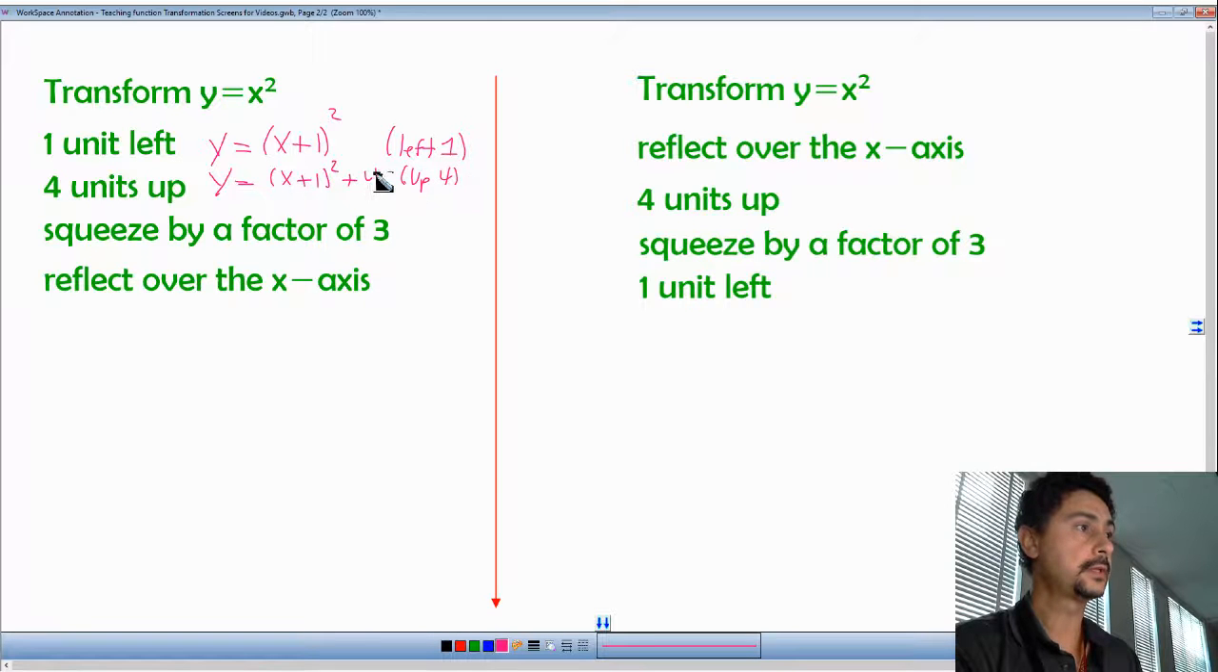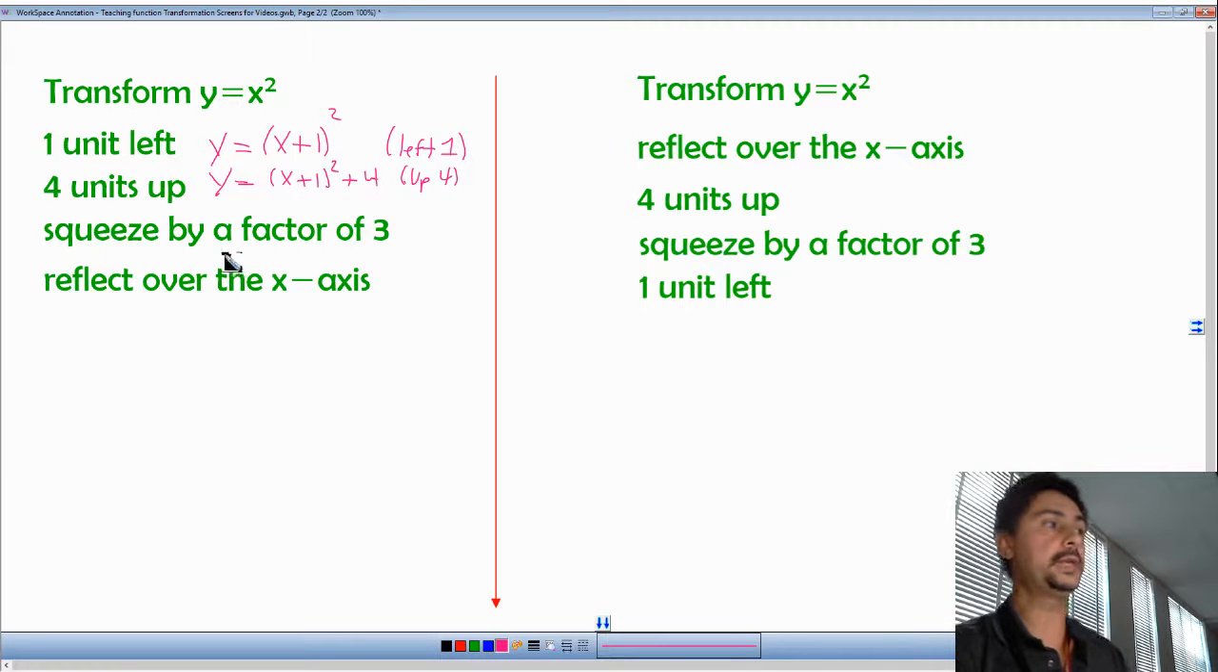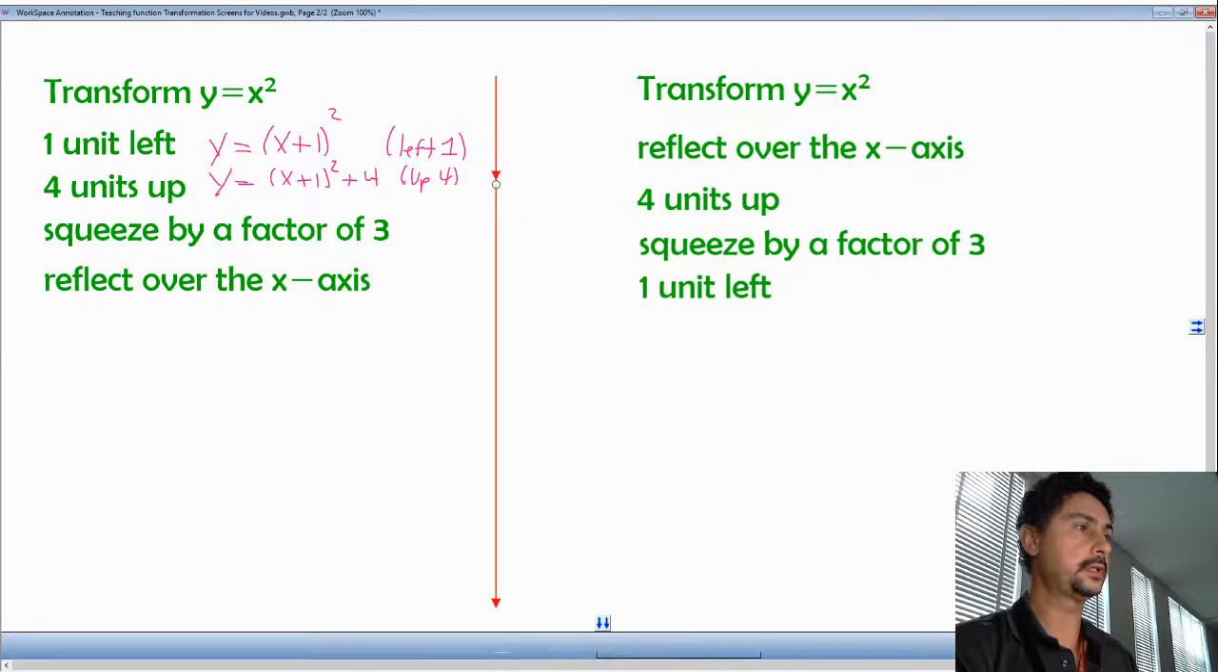All right? Now it says squeeze by a factor of 3. Things get a little tricky here. On this situation, I'm actually going to do a little bit of erasing here because I don't want this arrow here, so I'll move it a little bit. I told you to write everything down again.